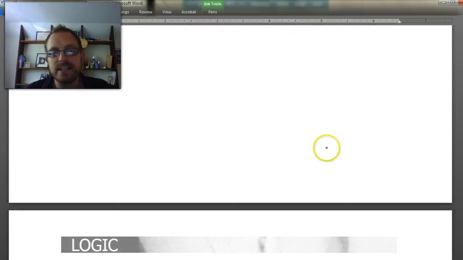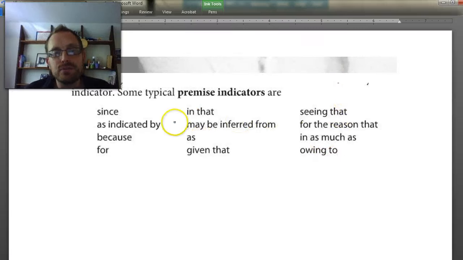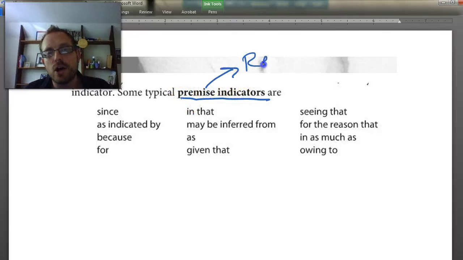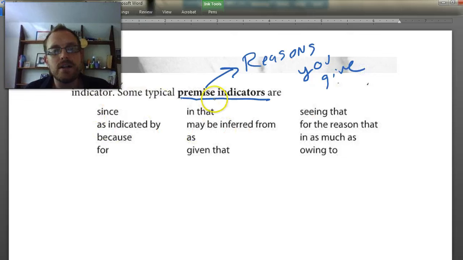If you can't find an indicator term, you can always look for the premise indicator terms. Remember, a premise counts as the reasons you give for the claim, right? In the premise, these words usually come right before the premise. You say, for instance, dogs are great animals since, right? There's a premise indicator term, since they've biologically evolved with human beings, right? So evolved with human beings is the premise to the conclusion that dogs are great pets or something.